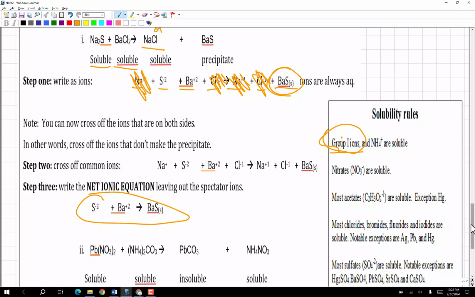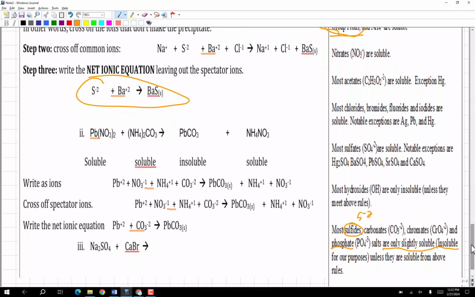All right, so let's take a look at the next one. You'll be given the equation just like this. Soluble, soluble. Nitrates are always soluble. Group 1s are always soluble. Group 1 or NH4s and nitrates are soluble. This is my insoluble one.